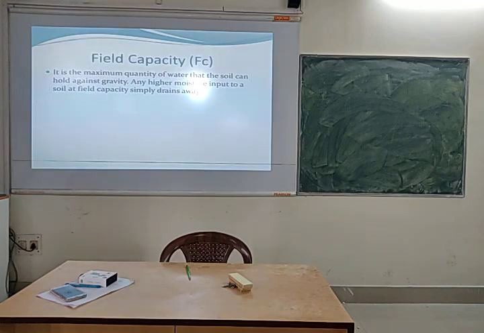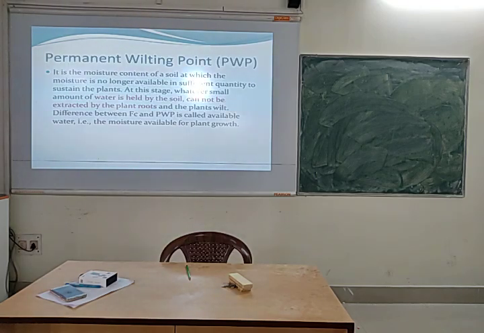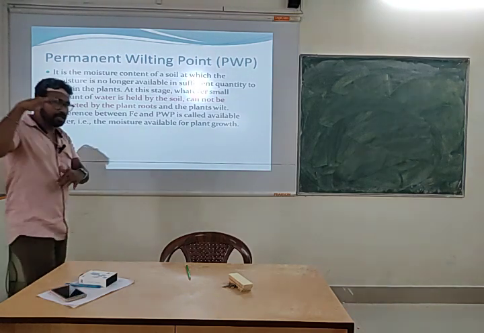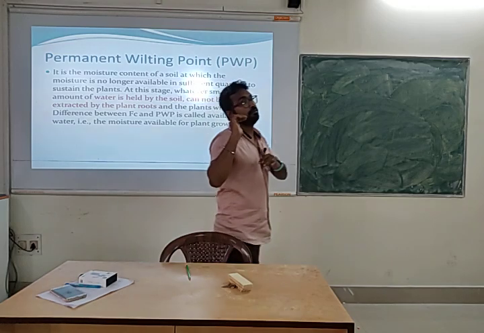Next, we have seen another term that is called field capacity. That means the amount of water which can be held by the soil particles. That is the maximum amount of water. And another thing we have seen is PWP, permanent wilting point. That is the amount of moisture content below which the roots of the plants cannot absorb the water from the soil. Right? Field capacity is one sort of moisture content, and the permanent wilting point is another sort of moisture content.